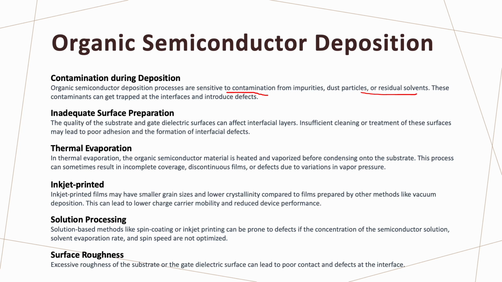Inkjet printed films may have smaller grain sizes and lower crystallinity compared to films prepared by other methods like vacuum deposition. This can lead to lower charge carrier mobility and reduced device performance. Solution-based methods like spin coating can be prone to defects if the concentration of the semiconductor solutions, solvents, evaporation rates, and spin speed are not optimized. Excessive roughness of the substrate or the gate dielectric surface can lead to poor contact and defects at the interface.